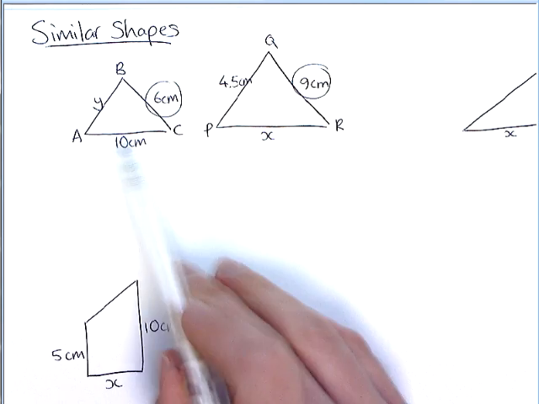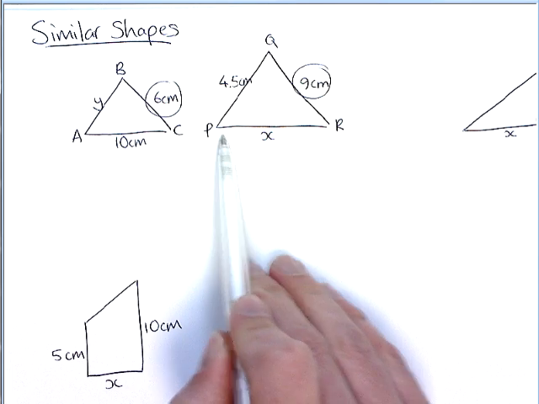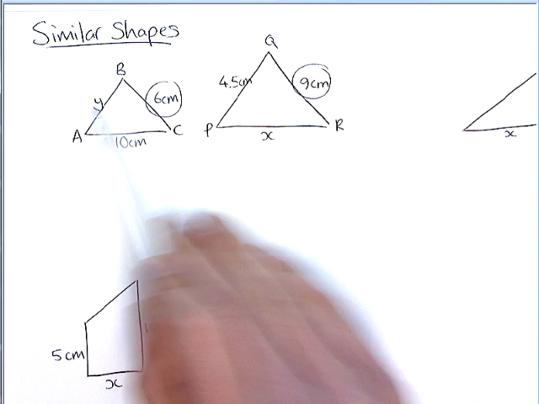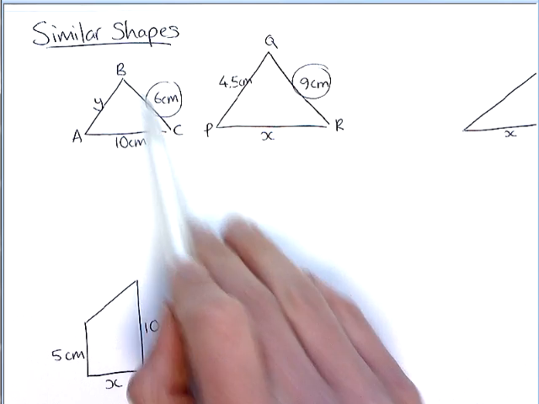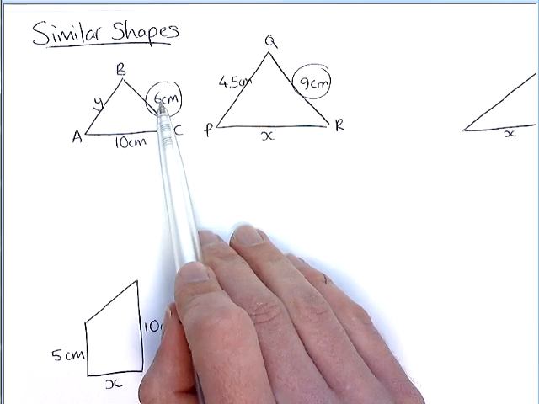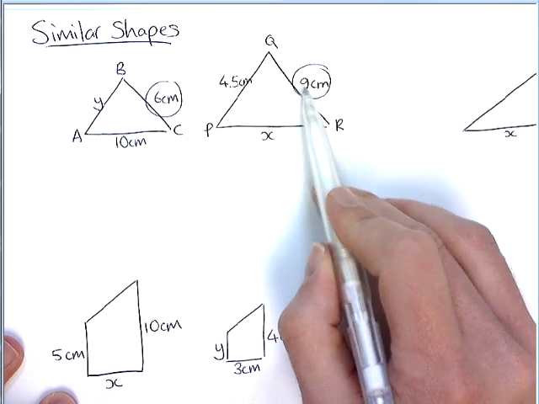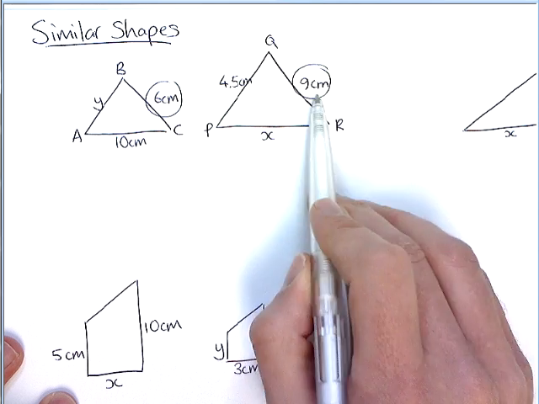If you didn't quite get that, I'll explain it this way. I know this one's 10, but I don't know what this is, so I can't work out the scale factor yet, and the same is happening here. So, there should be two sides with information on that you can use. Now, an easy way of doing it is the big one divided by the small one. That will always give you the scale factor.